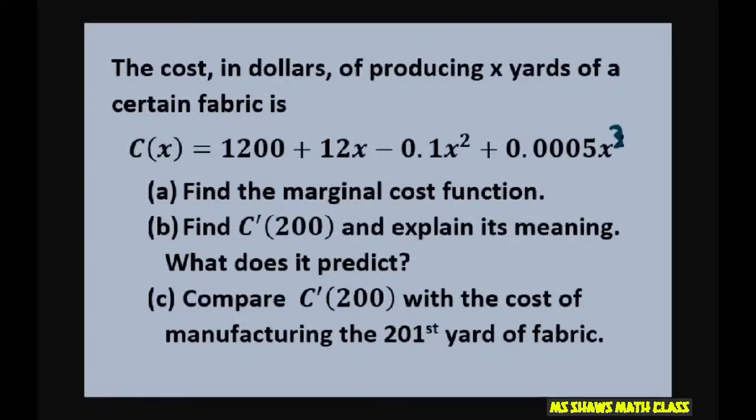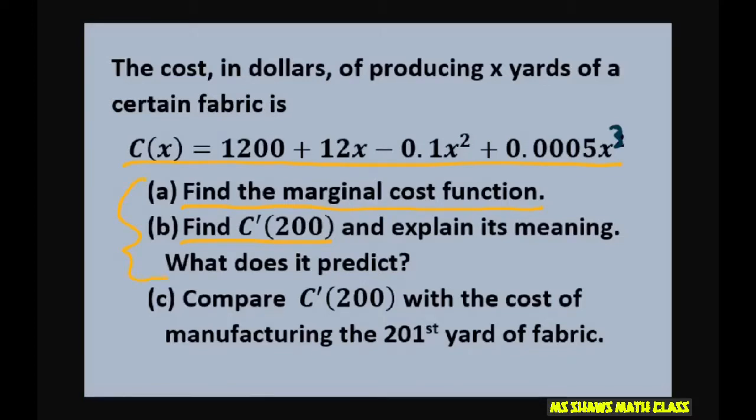Everyone. The cost in dollars of producing x yards of a certain fabric is given by this equation. And we're going to find the marginal cost of the function. That's when we take the derivative. And then we're going to find f prime of 200 and explain its meaning and what does it predict.